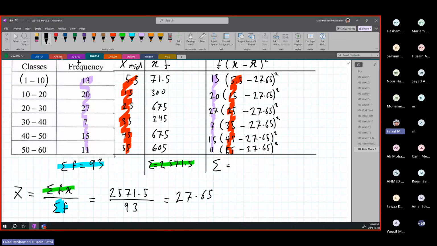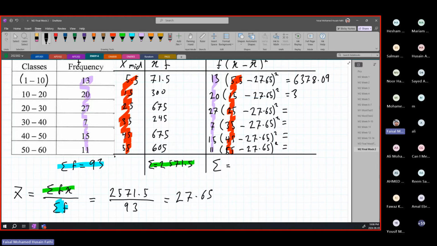So what you can do is find the value for each one and then just add them up. So it's going to be 13 into 5.5 minus 27.65 squared. That's our first value, which is 6378.09. Yes, I know this method is a bit faster, but you can also have room for error. That's why I try to avoid it.